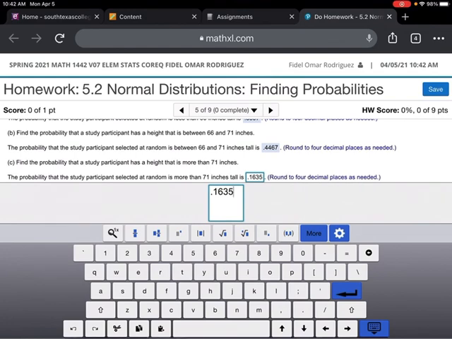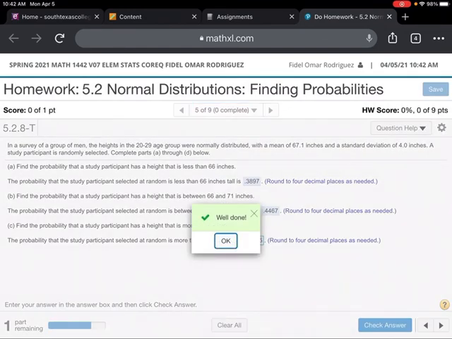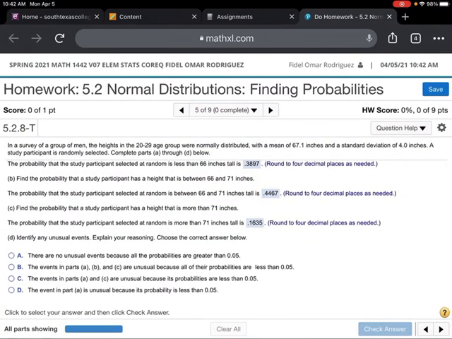There we go. Perfect. Now part D says, do we have any unusual events? And it says unusual events are numbers that are smaller than 0.05. So if you notice, look at the three answers we came up with. I don't have any numbers that are smaller than 0.05. So I'm going to go ahead and select choice A. And I'm going to check my answer here. And we got it done, okay?